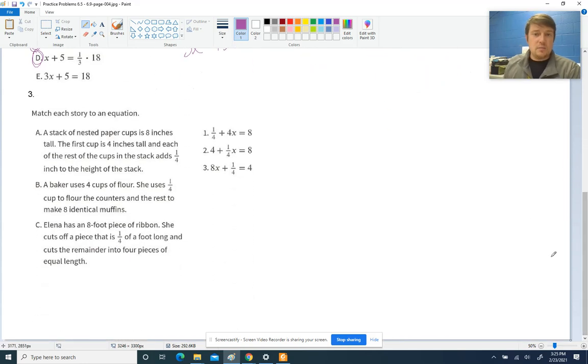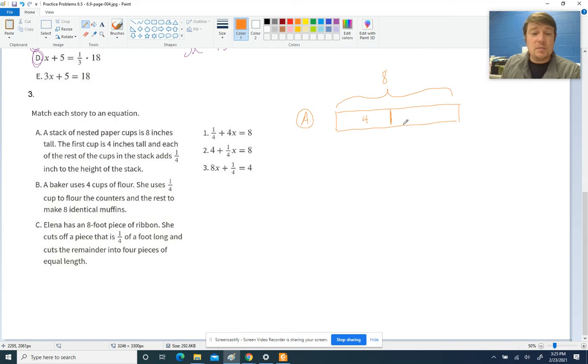All right, let's match some stories. We have a stack of nested paper cups that is 8 inches tall. I'm going to do tape diagrams for these. I think that'll be pretty good. I got a stack of cups that is 8 inches tall, so I'm leaning toward 1 or 2. And the first cup is 4 inches. So the first cup takes up most of it.